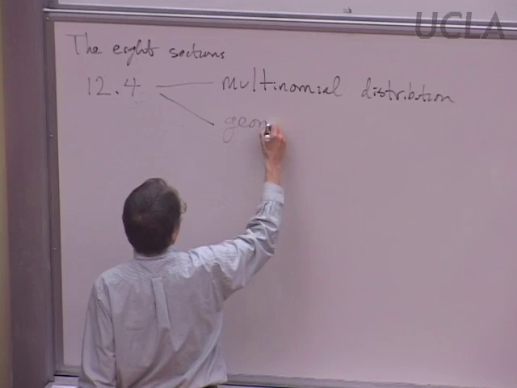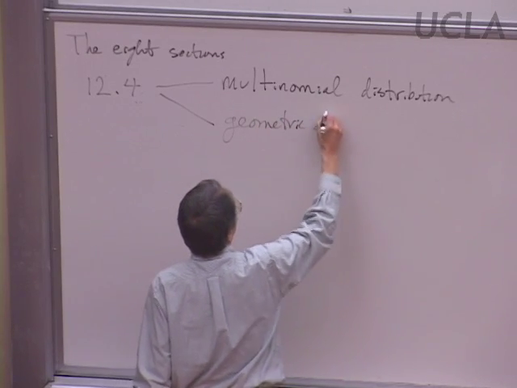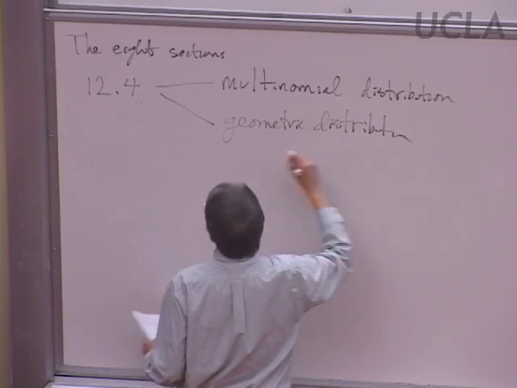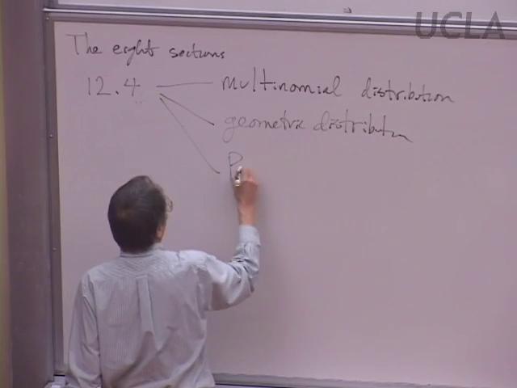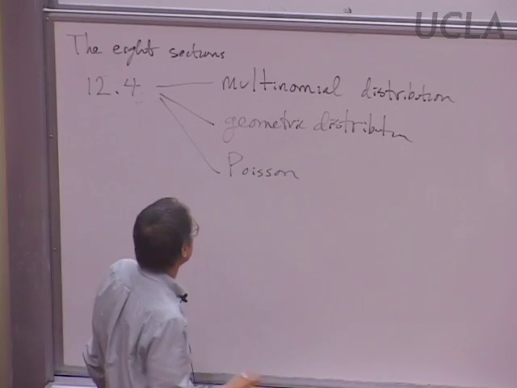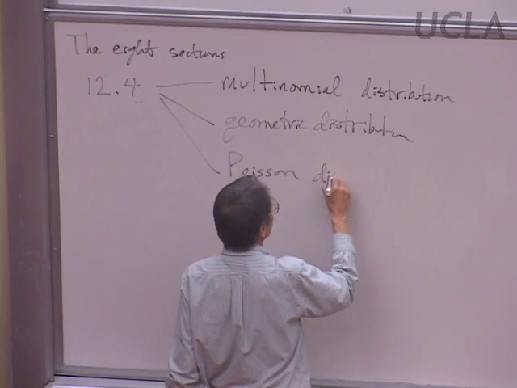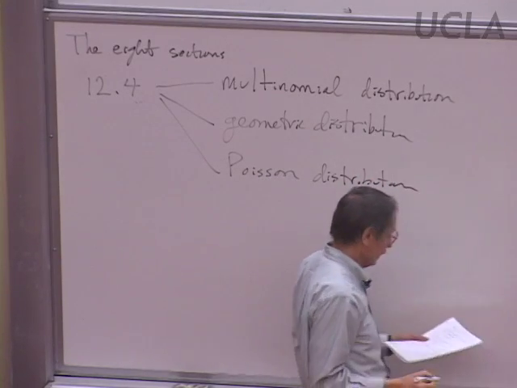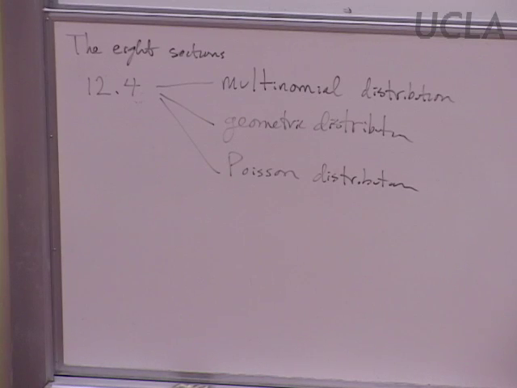Geometric distribution. And the last of our discrete distributions, Poisson distribution. And so, of course, for each of these, we want to know how to use them and when to use them, what they apply to.